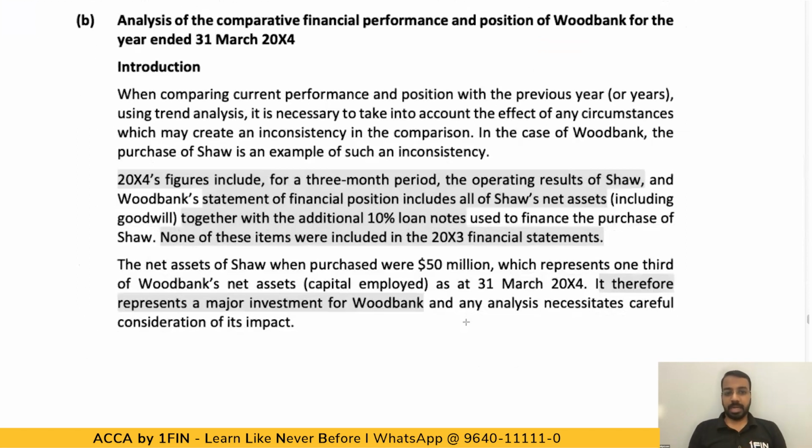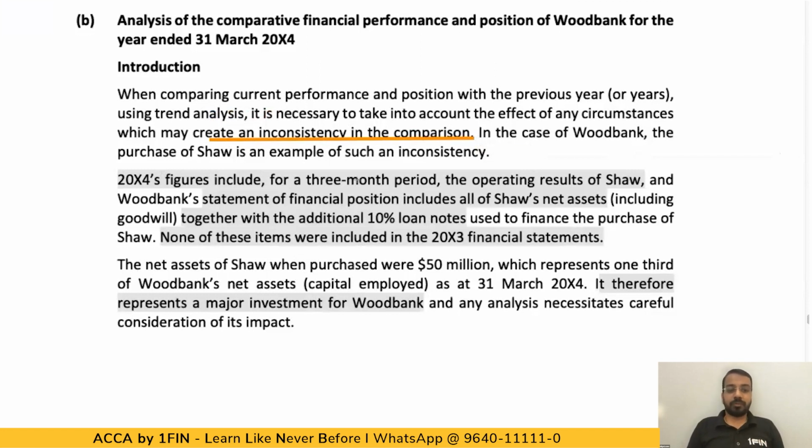Okay, then, as I was explaining in the class, you have to prepare a proper structured report, but what are the items that we should consider important when we are giving this answer? So now when comparing the current performance and position using trend analysis, it is necessary to take into account the effect of any circumstances which may create inconsistency in comparison. This may be included, this may not be included. This basically means that when we are comparing the ratios related to performance and position, we have to see whether there is any inconsistency or any one-time event.